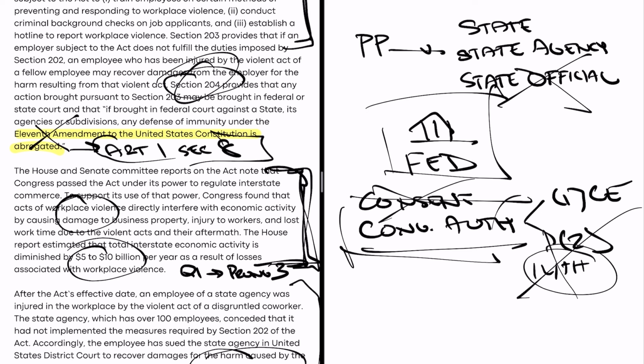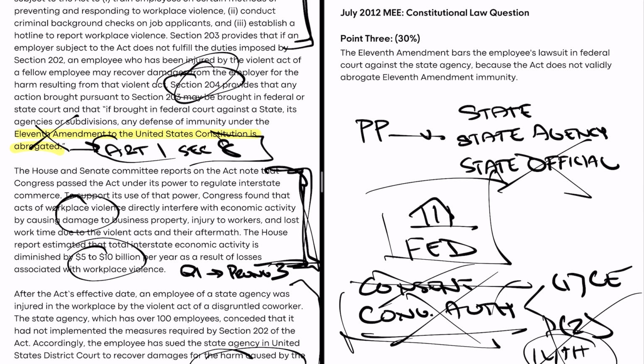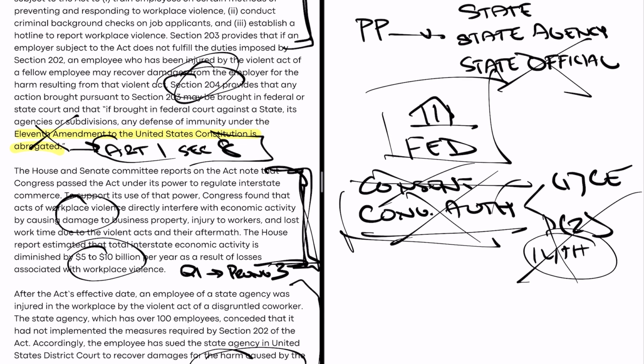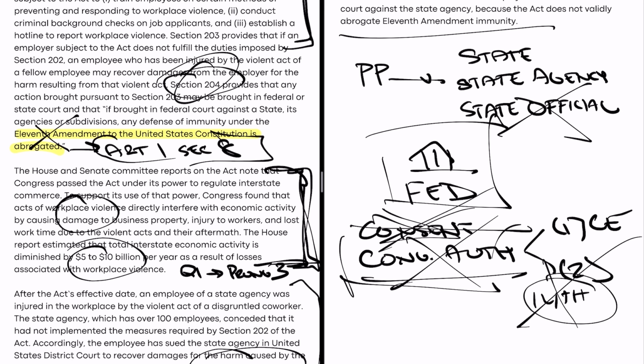So there, neither exception applied, which is how you got to the conclusion that the 11th Amendment bars the employee's lawsuit in federal court against the state agency because the act does not validly abrogate the 11th Amendment immunity involved here. And also, we didn't see the state agency consenting. So because neither exception applies, and we have a private party suing a state agency in federal court, we know the 11th Amendment state sovereign immunity clause applies. So the state agency has immunity under the 11th Amendment, unless they consent, which they don't, or Congress authorizes otherwise, which we know was an invalid attempt here because Congress was not acting pursuant to its power to enforce the guaranteed protections of the 14th Amendment.